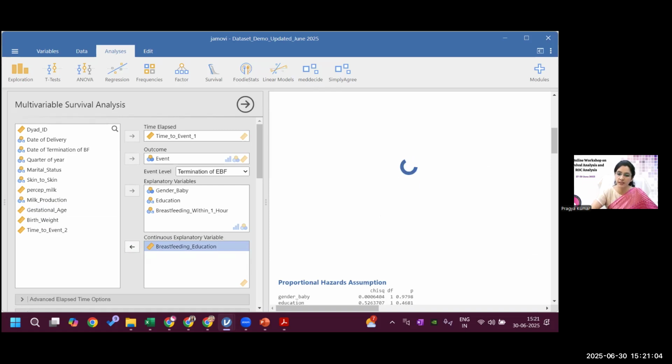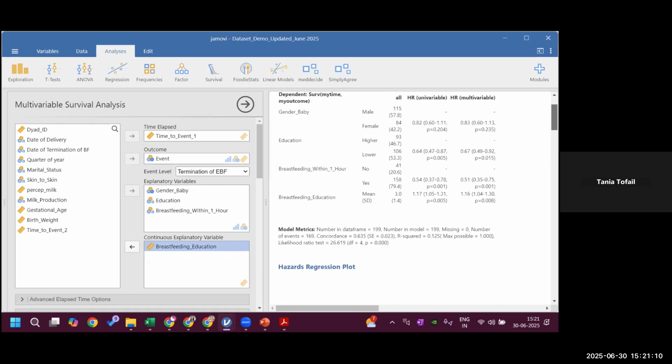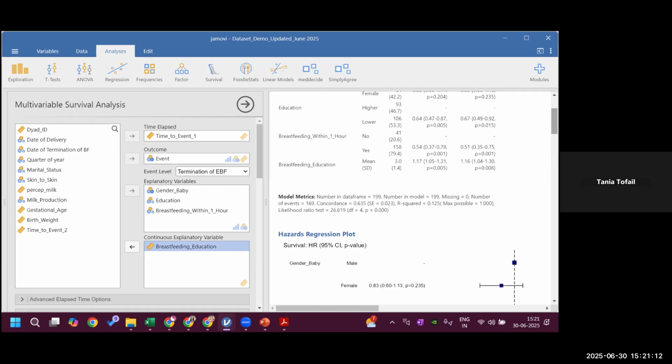Yes, Dr. Tanya, you were saying something. In the proportional hazard assumption, you have put in the gestational age, but the p-value for the gestational age is 0.03. It is less than 0.05. So can we put it?